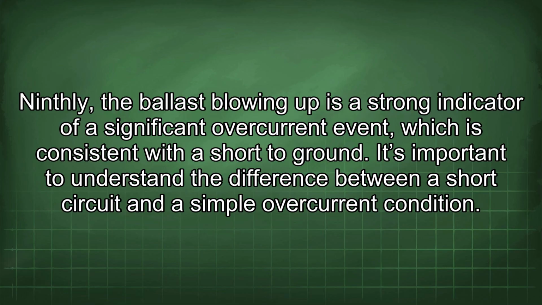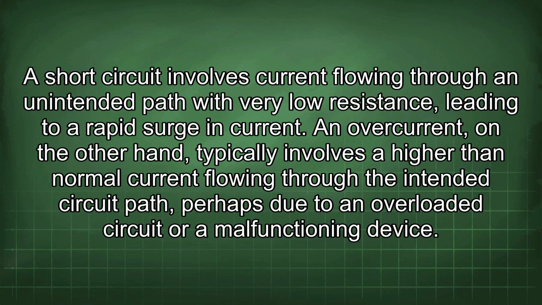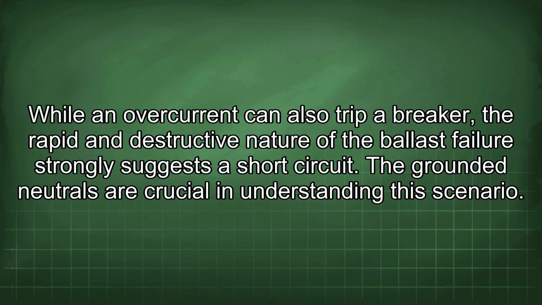to ground. It's important to understand the difference between a short circuit and a simple overcurrent condition. A short circuit involves current flowing through an unintended path with very low resistance, leading to a rapid surge in current. An overcurrent, on the other hand, typically involves a higher than normal current flowing through the intended circuit path, perhaps due to an overloaded circuit or a malfunctioning device. While an overcurrent can also trip a breaker, the rapid and destructive nature of the ballast failure strongly suggests a short circuit. The grounded neutrals are crucial in understanding this scenario.